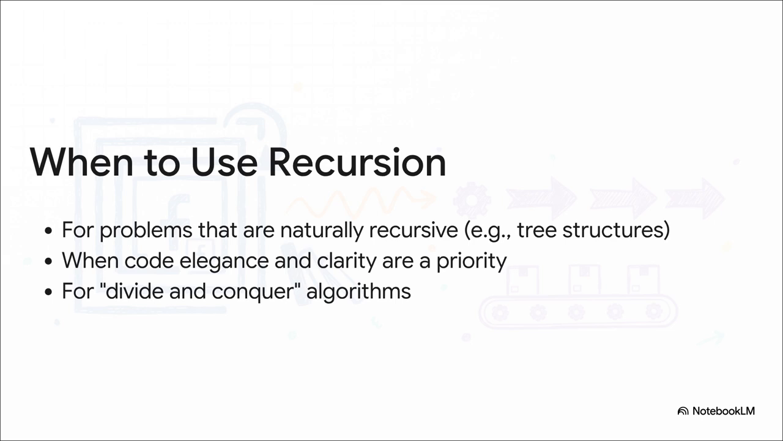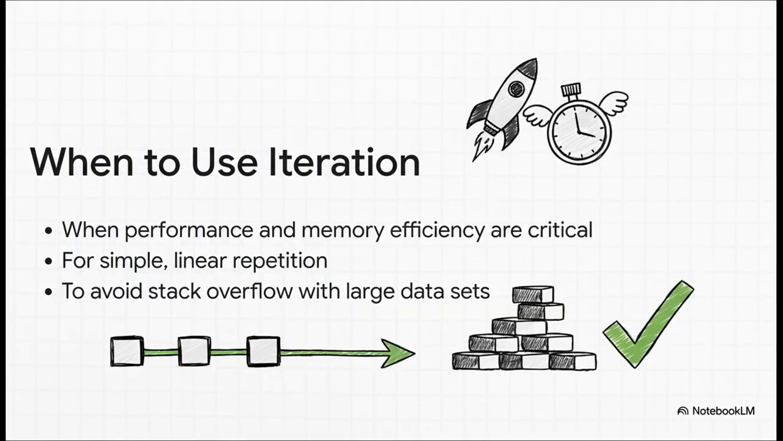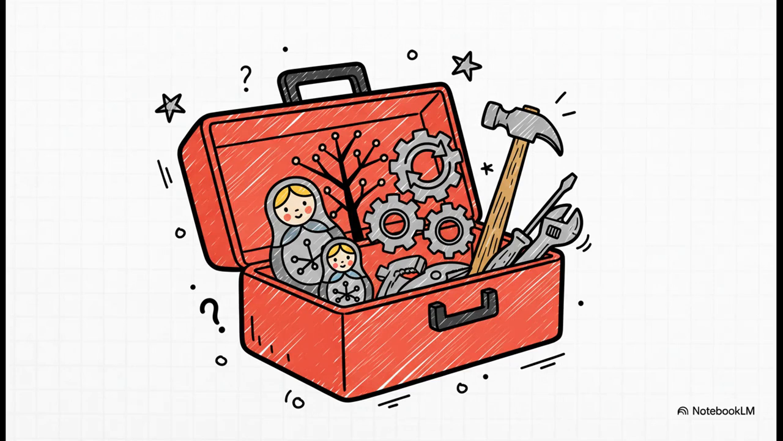It's also awesome for any divide and conquer type of algorithm, where you're breaking a big problem into smaller, identical pieces. On the flip side, you're going to want to stick with iteration whenever performance is king. When speed and memory are your top priorities, loops are almost always the answer. For simple, linear stuff, like just going through a list of items one by one, iteration is the no-brainer. And for sure, if you're dealing with a huge amount of data, iteration keeps you safe from that dreaded Stack Overflow.